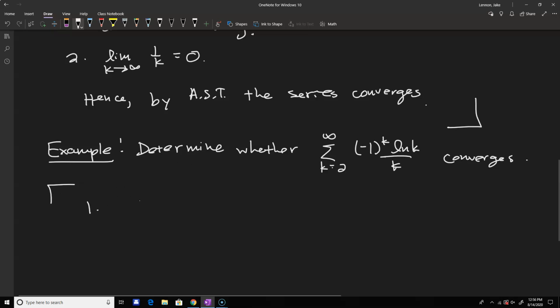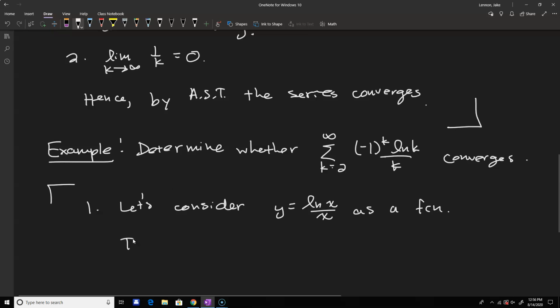So one, let's consider y equals the natural log of x over x as a function. If we do that, then we can take the derivative, and the derivative will tell us where things are increasing or decreasing, and that will give us a tool to determine whether or not that's happening for the series above, because the integer points are just points on the continuum anyway.